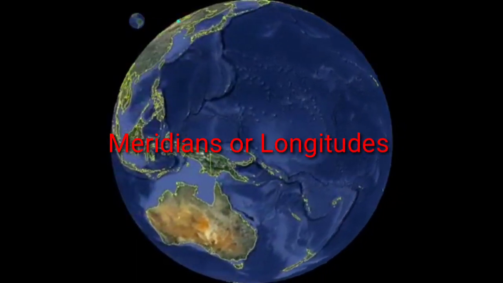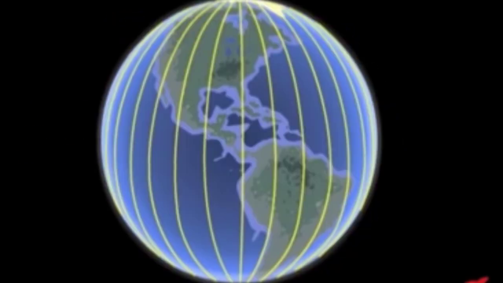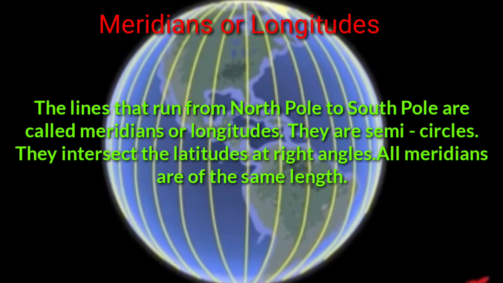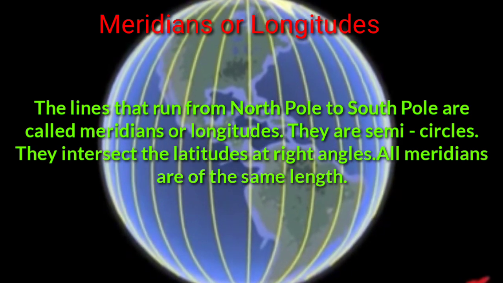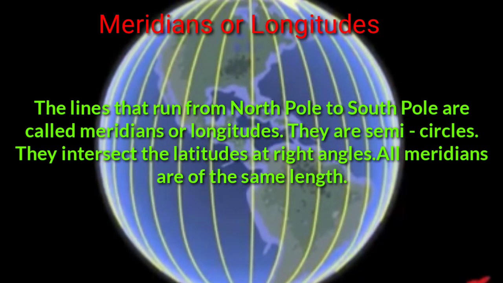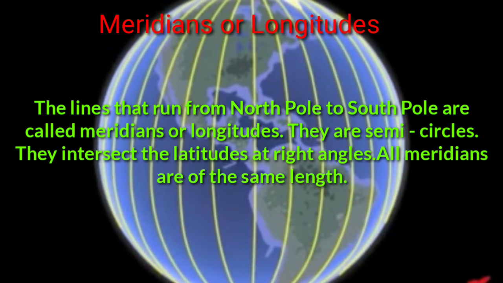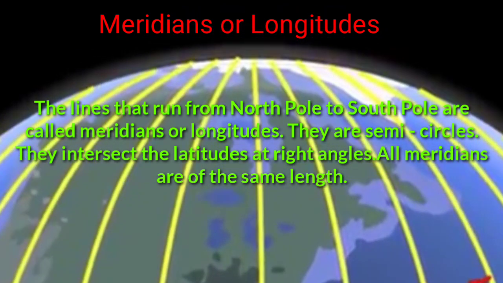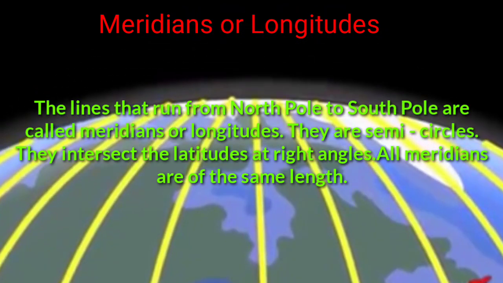What are called longitudes? What is the prime meridian? What is the international dateline? Now we are going to discuss these terms. Meridians or longitudes. The lines that run from North Pole to South Pole are called meridians or longitudes. They are semicircles. They intersect the latitudes at right angles. All meridians are of the same length.